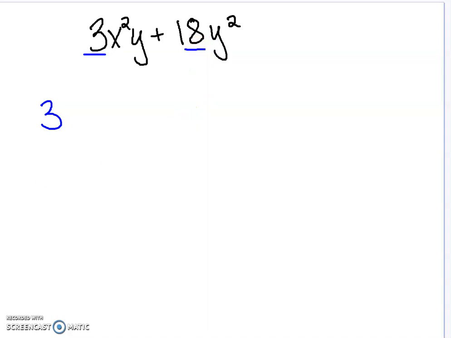And then we have an x squared, and there's no x's over here. So there's none common, nothing we can pull out. And then we have 1y and 2y's. So between each one, we have at least 1y we can factor out. So 3y is the greatest common factor of this expression.